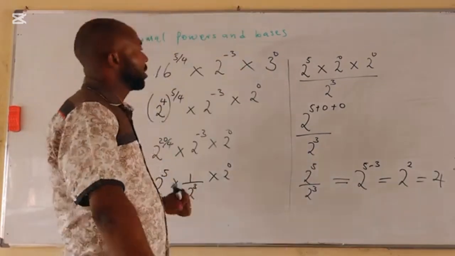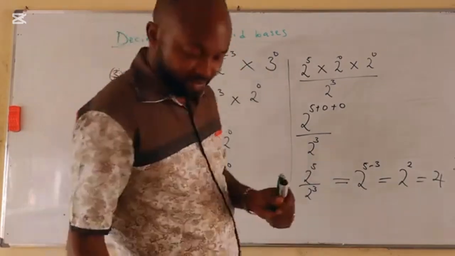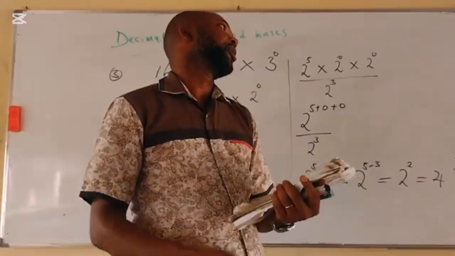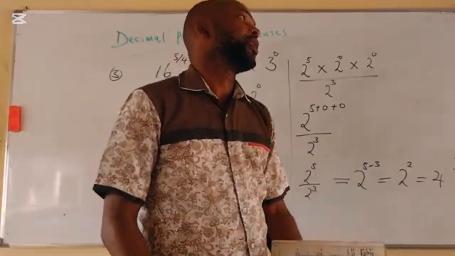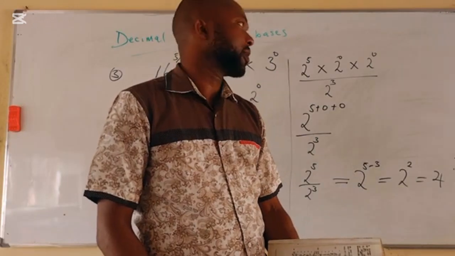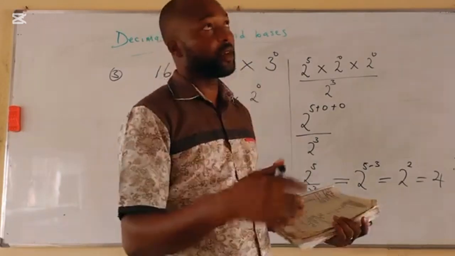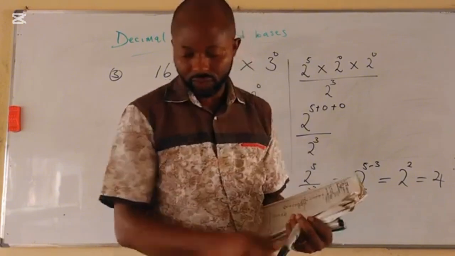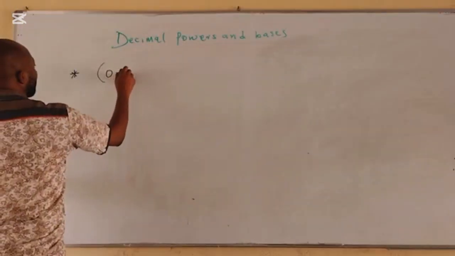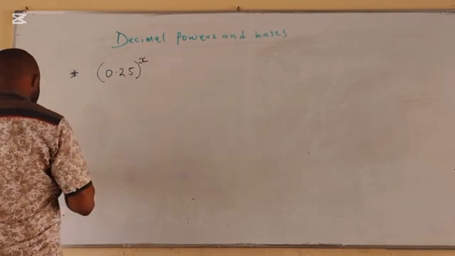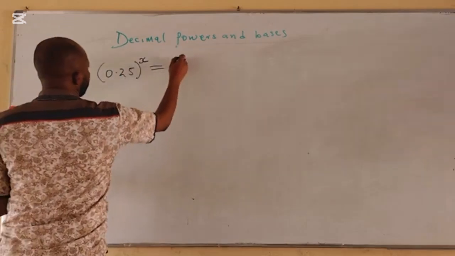Okay. Let's solve more. I feel like solving more. Now where we have the decimal value in the index, the one we dealt with the other time was in the index. So let's solve this one in the base: 0.25 raised to the power x is equal to 16.